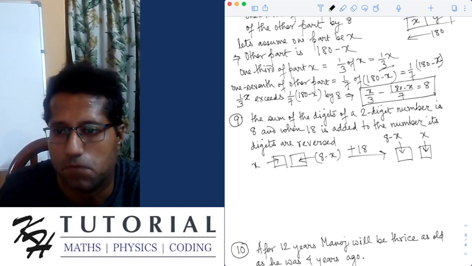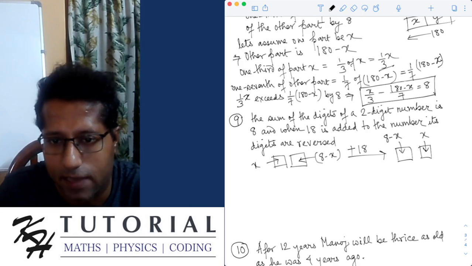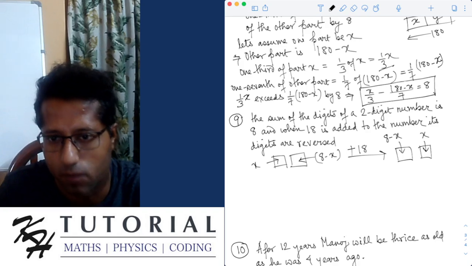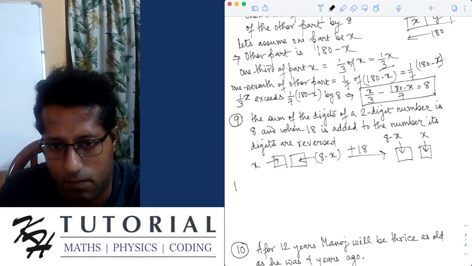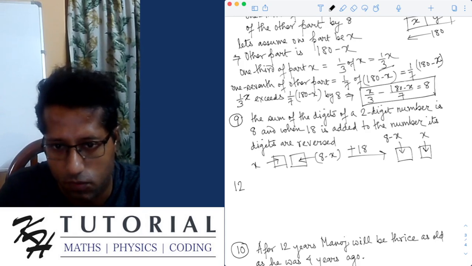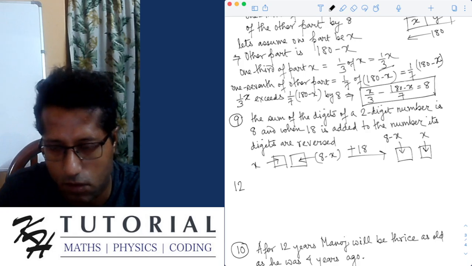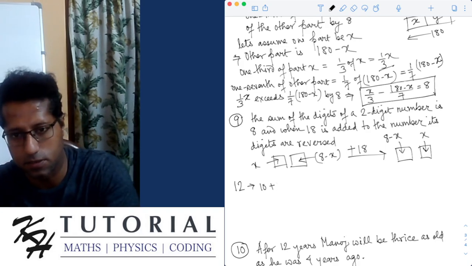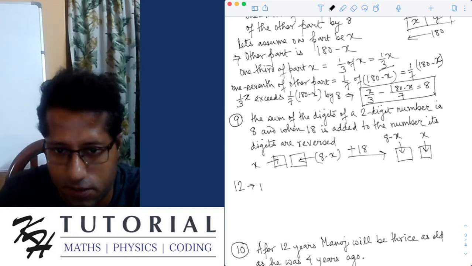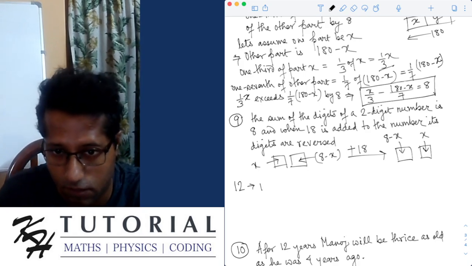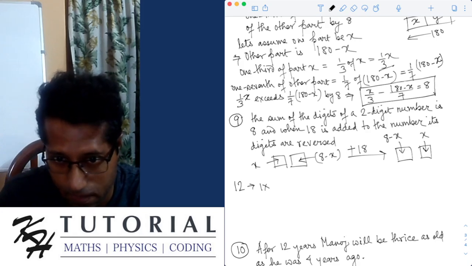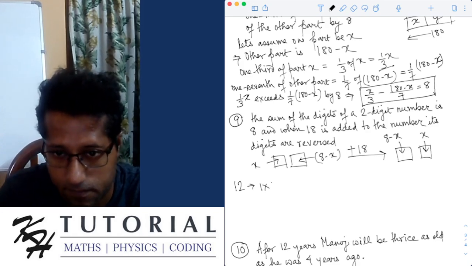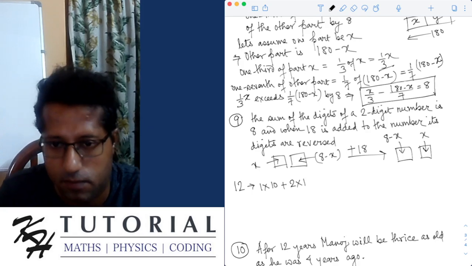Okay. Now we know that if you know the digits of a number, like 12, you know that number in the expanded form. So this is 10 plus 2. Now how does 10 come? Actually 1 is the face value of the digit on the left, into its place value, which is 10, plus the digit 2 into its place value, which is 1.